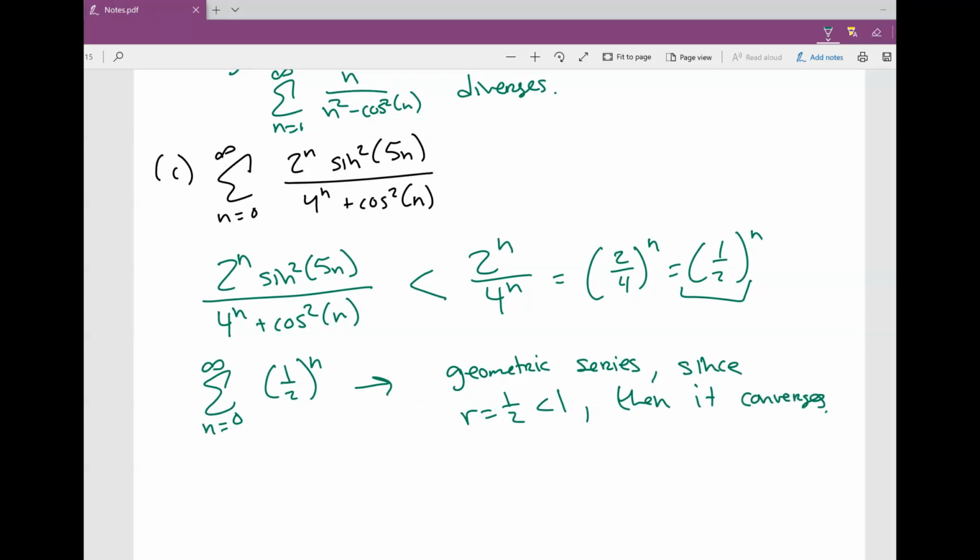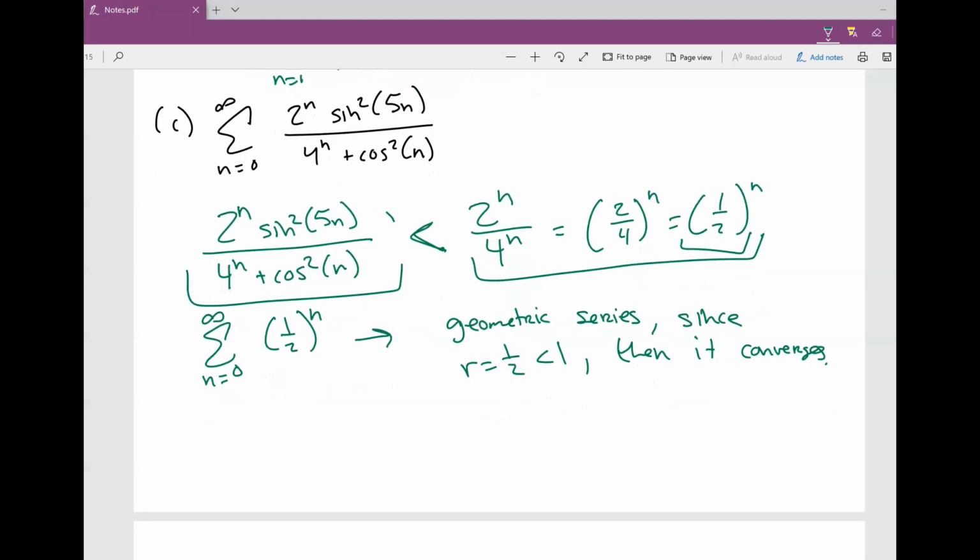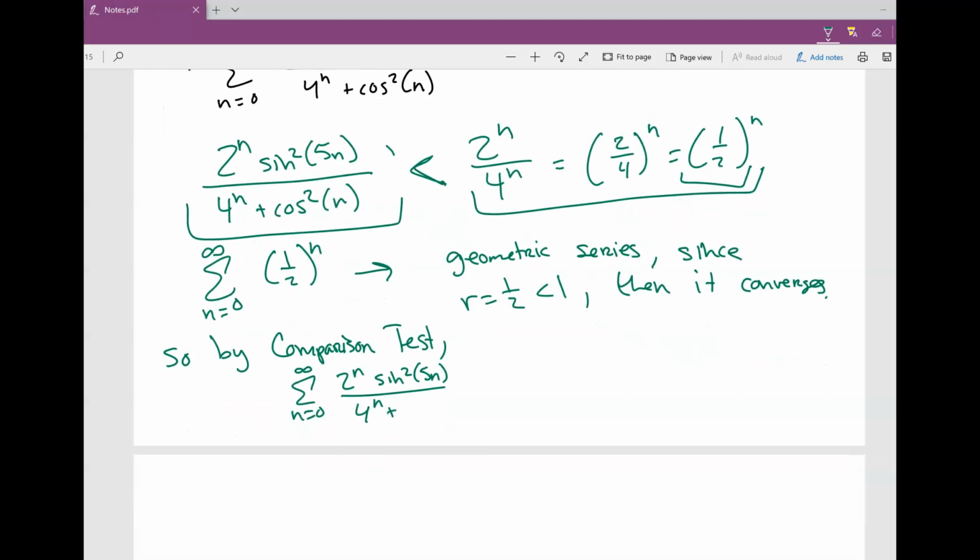So if this guy right here converges and you see that this whole thing is less than that, then that means that this guy should also converge. So by comparison test, the sum from n goes from 0 to infinity of 2 to the n sine squared 5n divided by 4 to the n plus cosine squared of n converges as well.